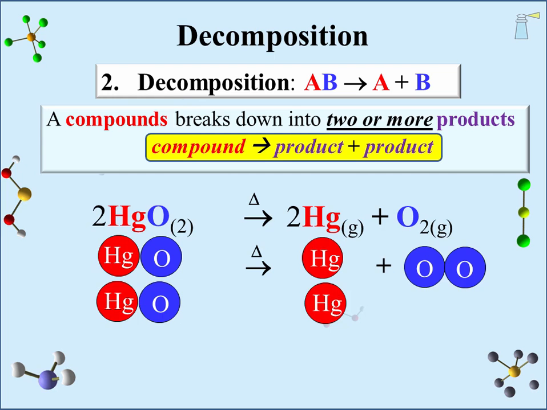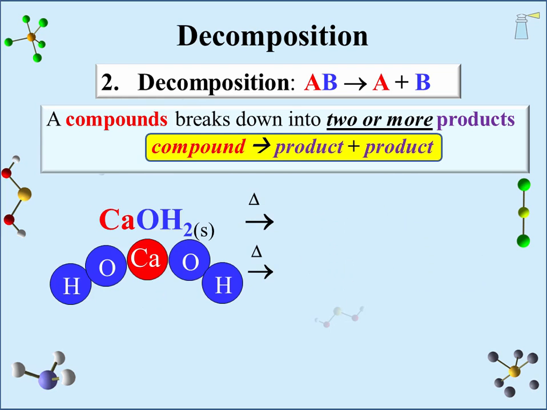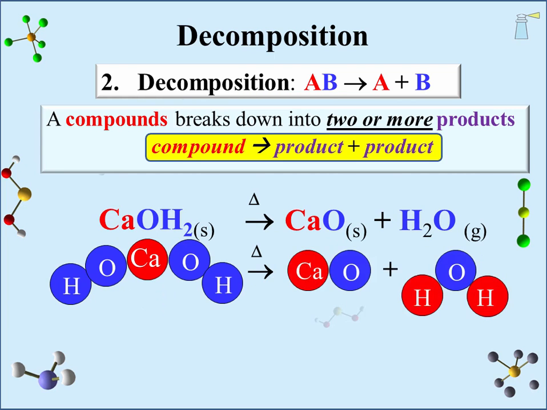And then there is the base calcium hydroxide. It is the ionic compound known as slaked lime. When heated, it can decompose into compounds calcium oxide and H2O. The high temperature of the reaction means that the water is found in the gaseous state. Unlike the previous examples, these products are not in their elemental form.